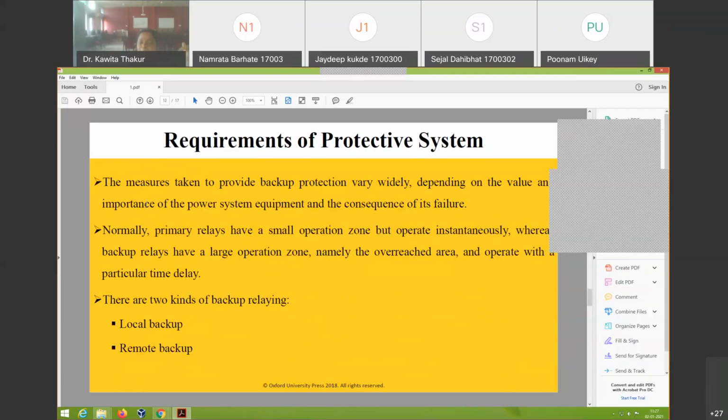Next, local backup and remote backup. In local backup, we can have either another relay or another circuit breaker. In remote backup, which is applied at some distance, at the substation, we have either an additional relay or an additional circuit breaker. This is our local backup and remote backup.